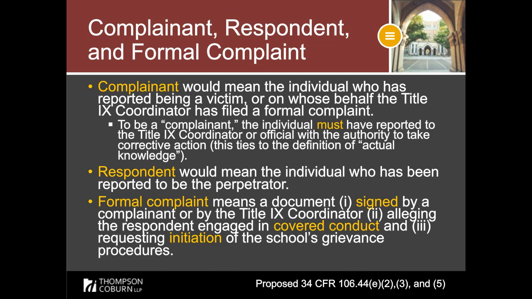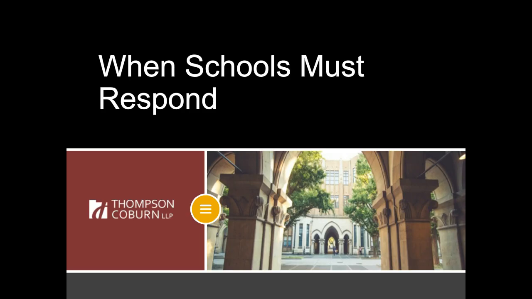So to be a formal complaint under this framework for Title IX, there's quite a bit that has to be in place. It's got to be written, it's got to be signed, it's got to request the school grievance procedures, and it has to clearly allege covered conduct. That's a lot, right? So when do you have to respond as an institution under this proposal?